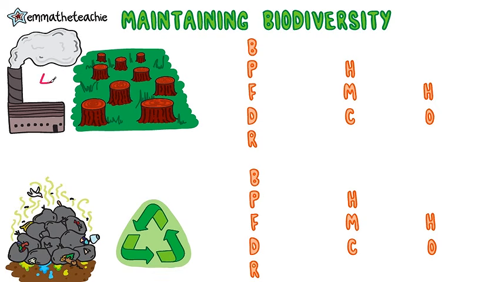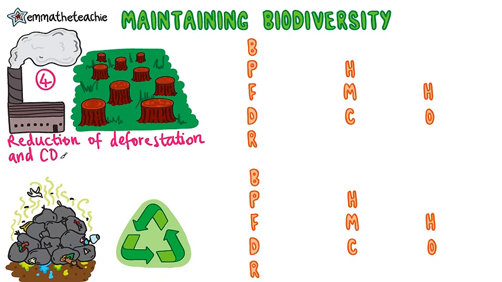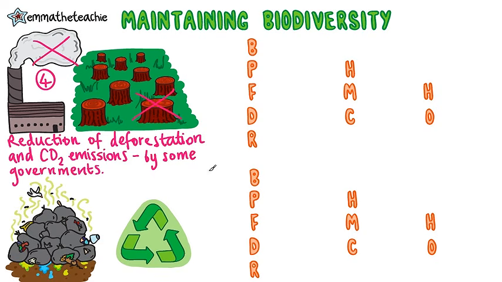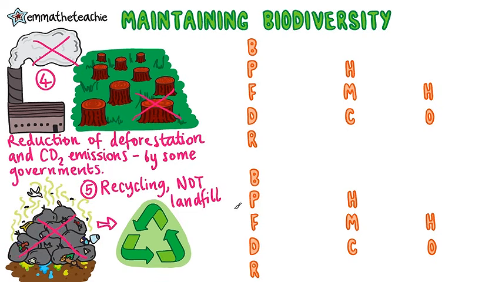Okay, there's two more methods you need to know. This is the reduction of deforestation and carbon dioxide emissions. But this is only by some governments. Unfortunately, it's not being done worldwide, and some countries refuse to acknowledge the level of threat that we're facing from climate change. And finally, 5, recycling resources rather than dumping waste in landfill. This would help to reduce the toxic waste entering our soils and waterways and reduce the consumption of new materials.